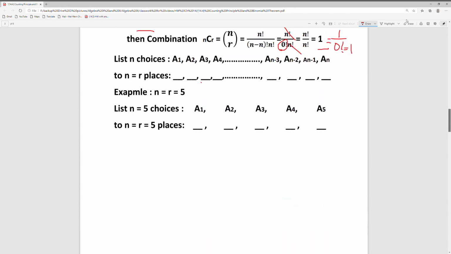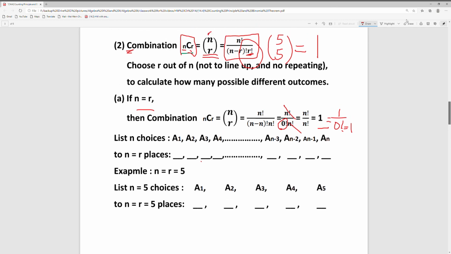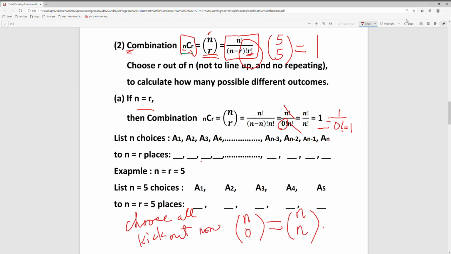For this type of combination formula, I want to give you one extra piece of information: n choose 0 and n choose n are supposed to be the same. Because if I want to choose all my students to fill the class, it's the same as keeping no students in my class. So you choose all of them, same as you kick out none. So that's the same answer.